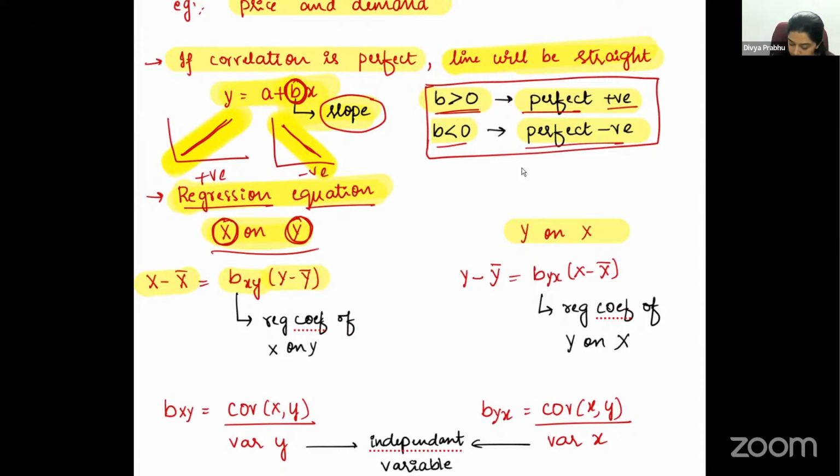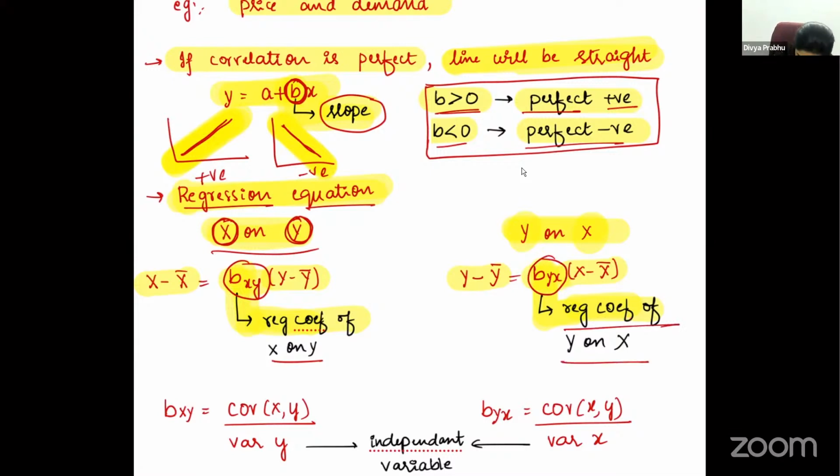On the other hand, if the regression equation is y on x, which means that we are estimating the value of y when x is given. Got it? So you can see here y minus y bar is equal to byx into x minus x bar. So the bxy and byx are the regression coefficients. Just like you had rxy for correlation coefficient, we have bxy and byx for regression coefficients. Now bxy is the regression coefficient of x on y. Byx is the regression coefficient of y on x.